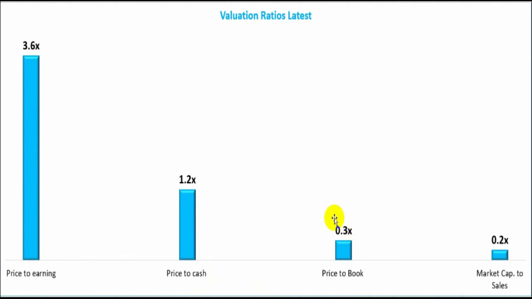Price to book is trading at a huge discount of 0.3. Its overall net worth is higher than the market cap, and when we look at market cap to sales, that too is at a very good 0.2, meaning market cap is just 0.2 times of its sales. Sales is higher than the market cap.